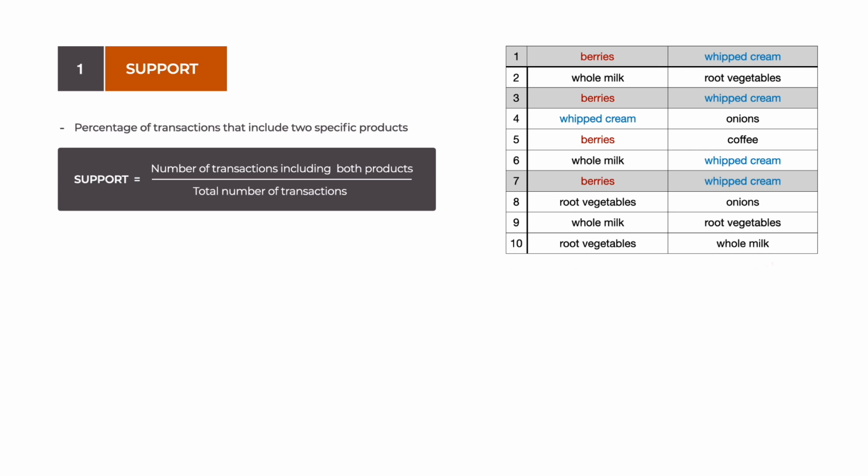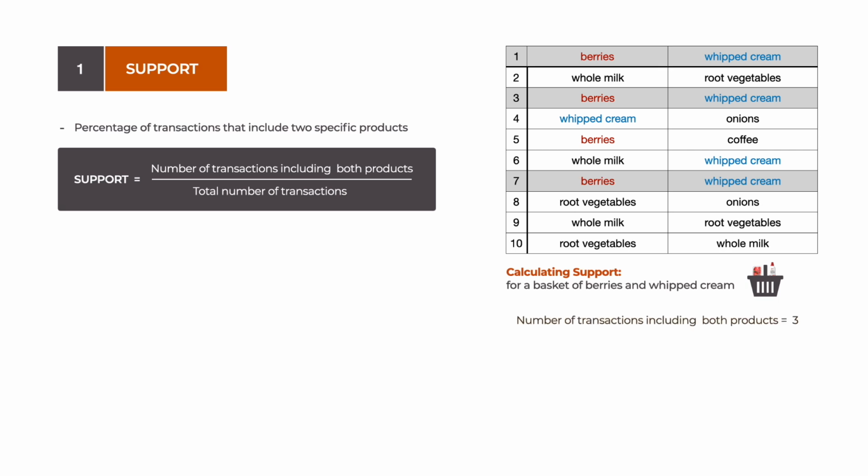Let us now calculate support for a basket containing berries and whipped cream. The number of transactions containing both berries and whipped cream is 3, and the total number of transactions is 10. So support for a basket of berries and whipped cream is equal to 3 divided by 10, or 30%, as support is represented as a percentage.